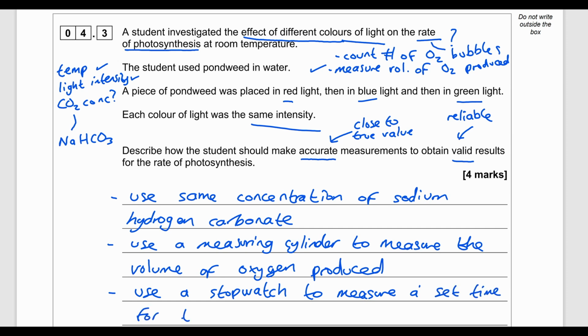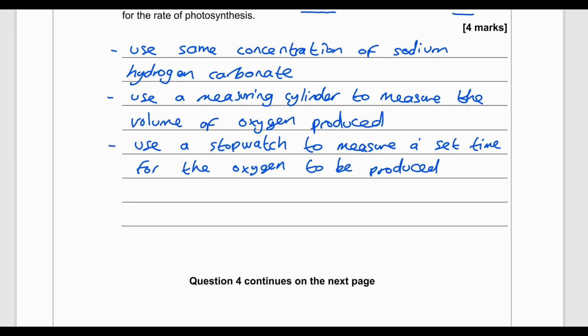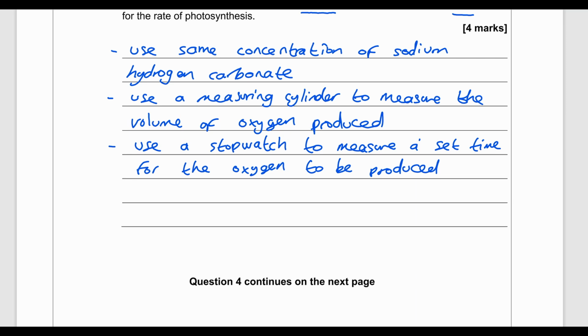So let's say, for example, that we collect our oxygen, measure it in the measuring cylinder, and we find out that we've got 30 centimeter cubed of oxygen produced, and we have taken that measurement over a period of 3 minutes. What we would then do is just take that 30, divide it by 3, and then we have our rate, 10 centimeter cubed per minute.